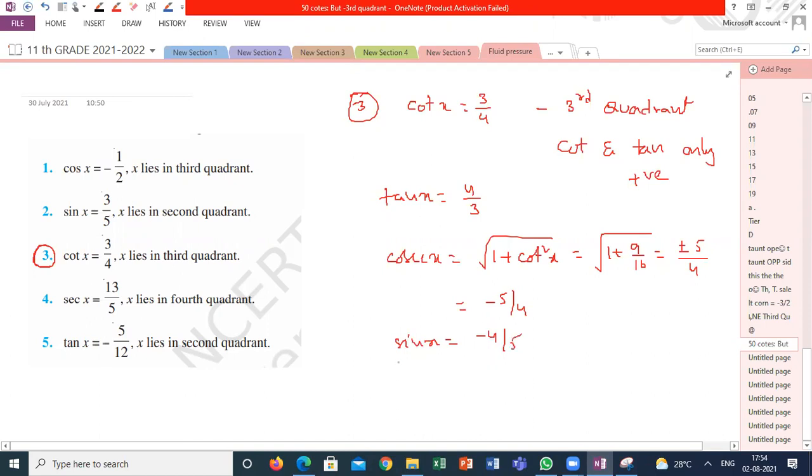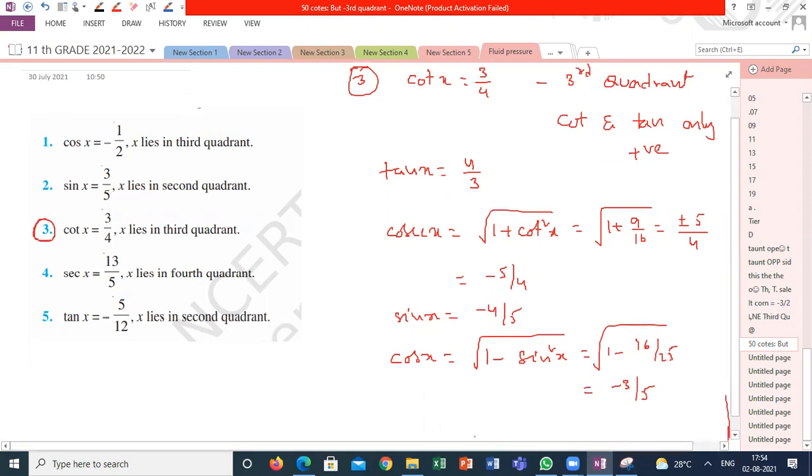So if I know sin x or tan x, I am able to calculate cos x now. What is the cos x value? Root of 1 minus sin square x. This is 1 minus 16 by 25. Minus 3 by 5. So if I know cos x, secant x is? Minus 5 by 3.